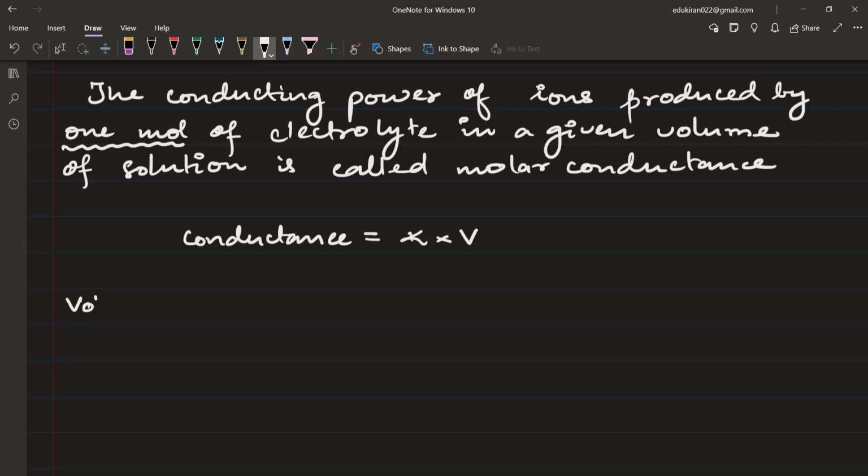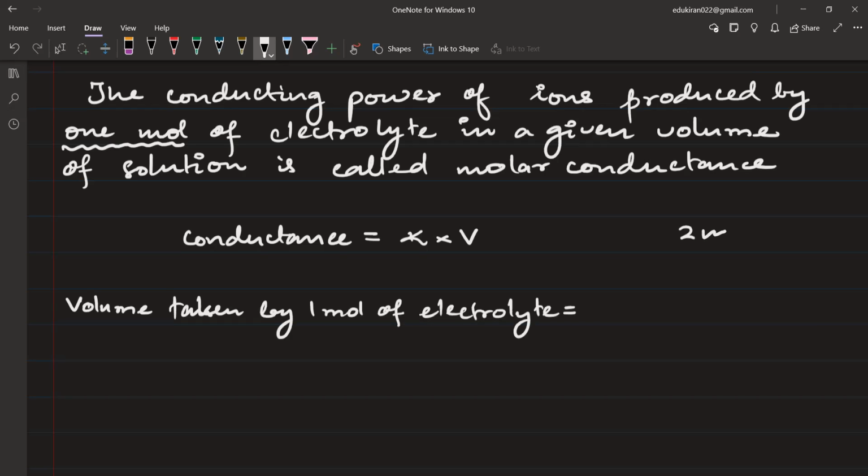So please write: volume taken by 1 mole of electrolyte will be equal to what? If, for example, the concentration is 2 moles per liter, that means 1 mole will be in how much? 1 mole will be in 0.5 liters.